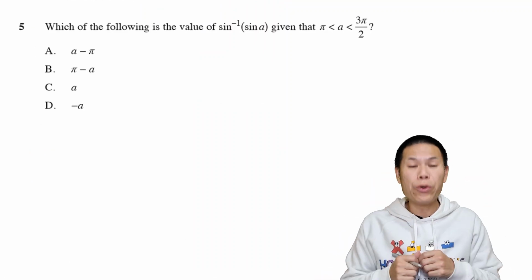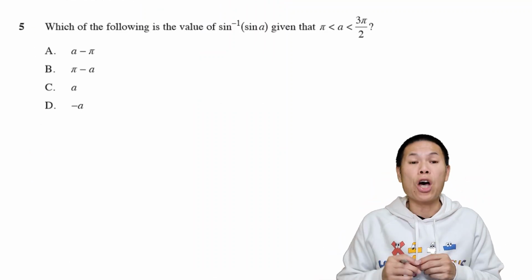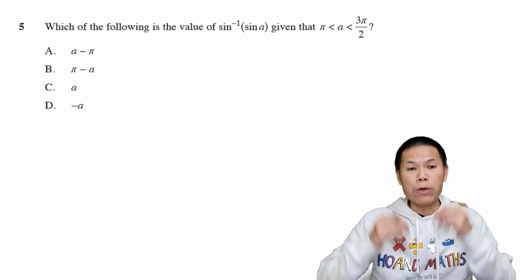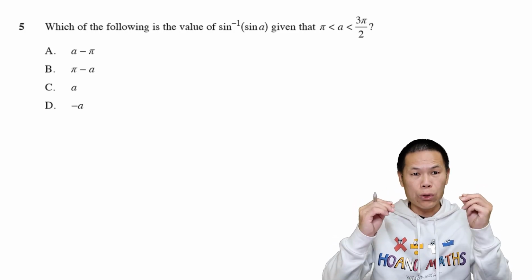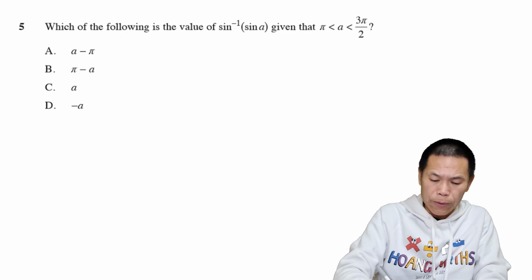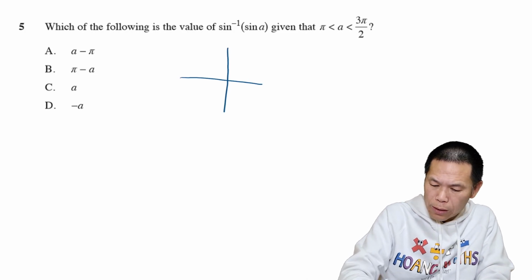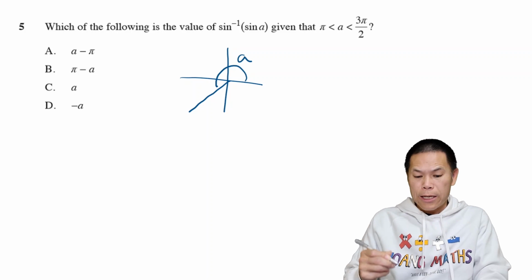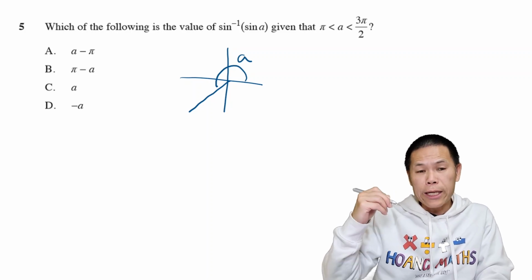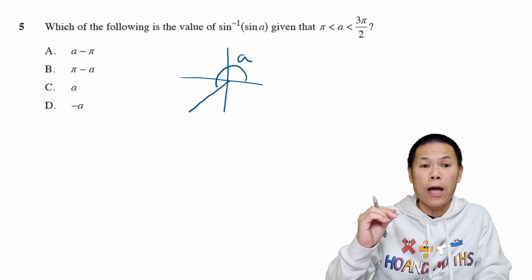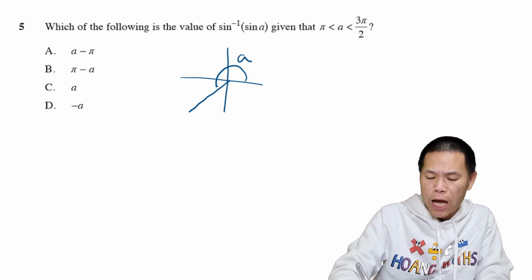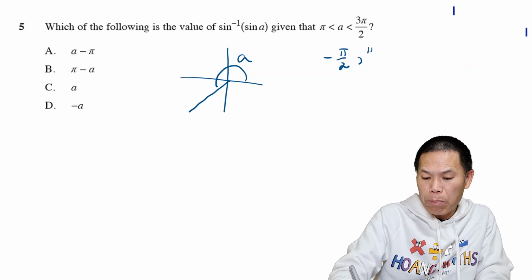Question 5. We need to find the inverse sine of A, and we know that A is between pi and 3 pi over 2. That is the third quadrant. So this is A here, and that means A is in the third quadrant. And remember, the range of inverse sine must be between negative pi over 2 and pi over 2.